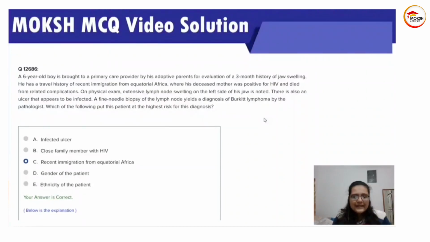The infected ulcer has nothing to do with it. Gender has nothing to do with it. Ethnicity has nothing to do with it. It is the exposure to that particular area. A close family member with HIV would not be the answer in this case. Of course, HIV patients are more likely to be infected with EBV, but this patient does not have any other symptoms or signs of HIV. He's 6 years old, and he would be bound to have multiple diseases because of immunocompromise, but none of those are present. So this patient does not have an HIV picture.